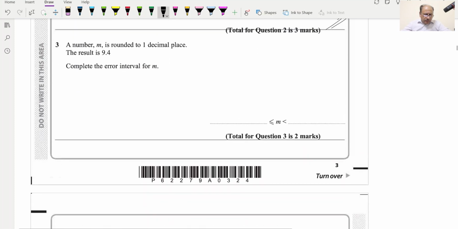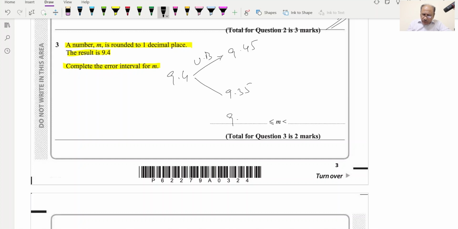And now question number 3. A number m is rounded to one decimal place. The result is 9.4. Complete the error interval for m. So we will calculate the upper bound and lower bound. The upper bound of 9.4 will be 9.45, and for the lower bound, basically we are adding and subtracting 0.05, so 9.35 will be the lower bound.